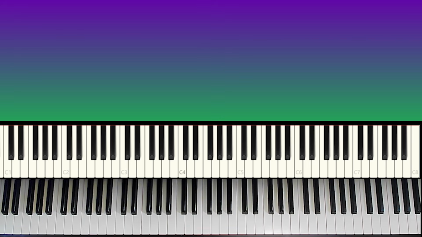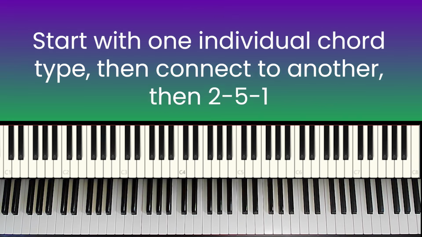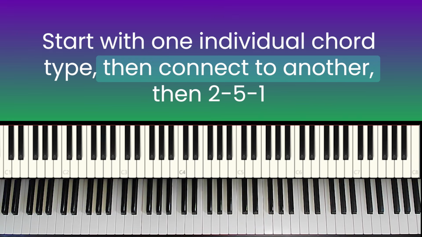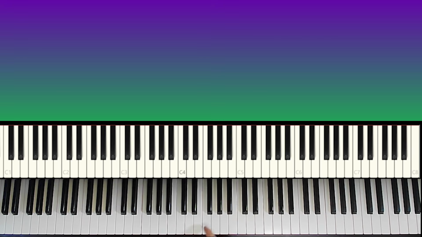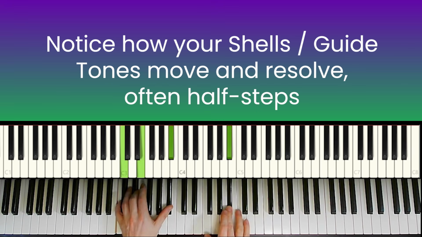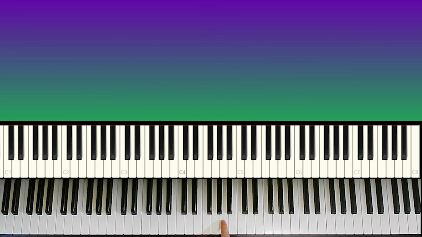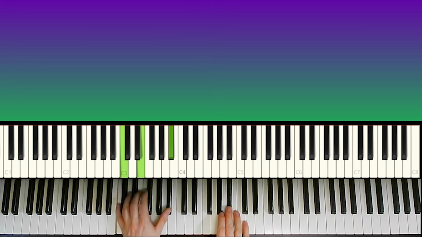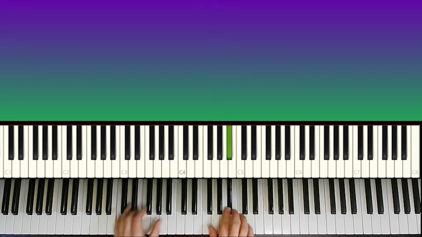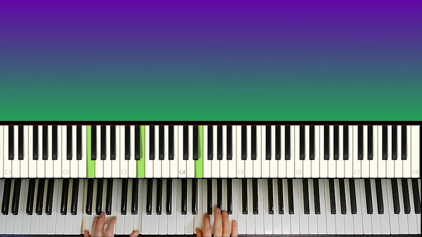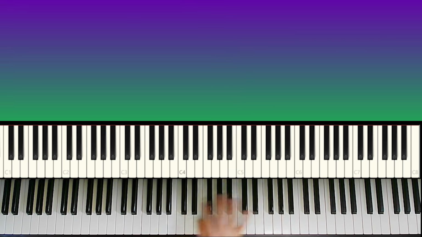So I'd first recommend practicing over one individual chord type and then start to connect them. And notice how your shell movement, your thirds and sevens, resolve down. So if I'm on flat 7 of C7, that's a half step away from the third of F major. Or I could go up to the fifth. And of course, you can descend with your arpeggio.